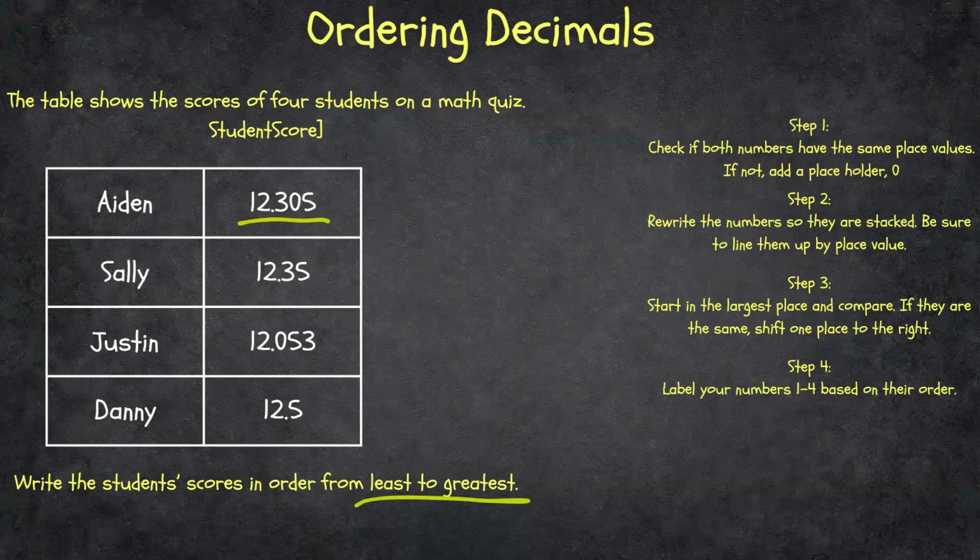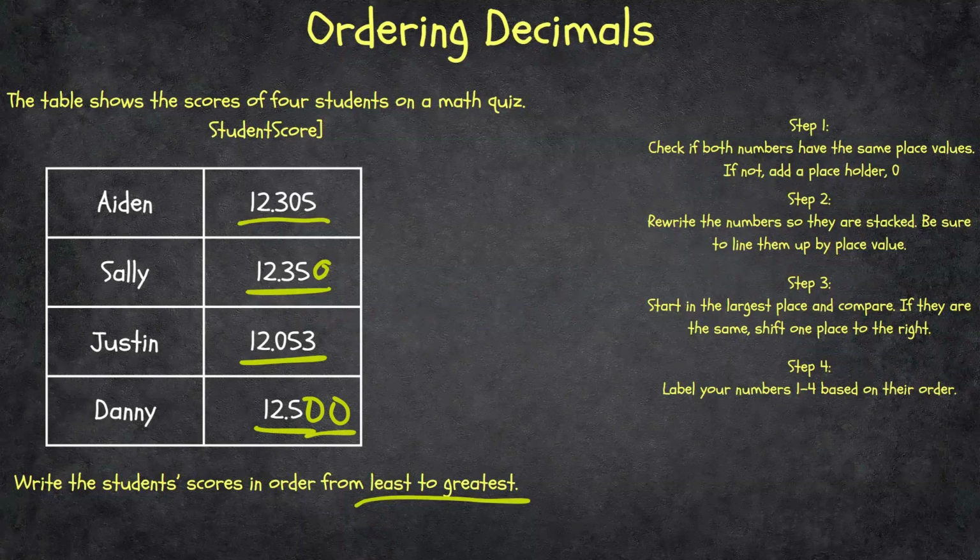Aiden scored 12 and 305 thousandths. Sally scored 12 and 35 hundredths. Notice they don't sound the same. I need to add a 0 as a placeholder. Now they both have thousandths. Justin, 12 and 53 thousandths. And then Danny, 12 and 5 tenths. Ooh, tenths, thousandths. They don't sound the same. I need to add 2 placeholders, in the hundredths and thousandths.